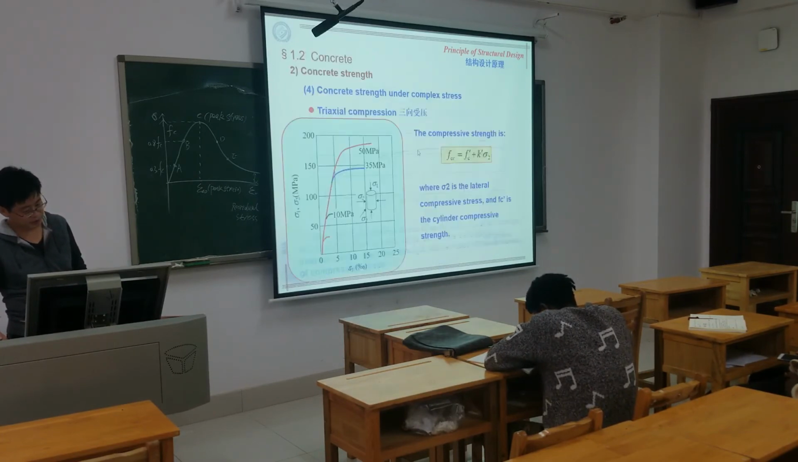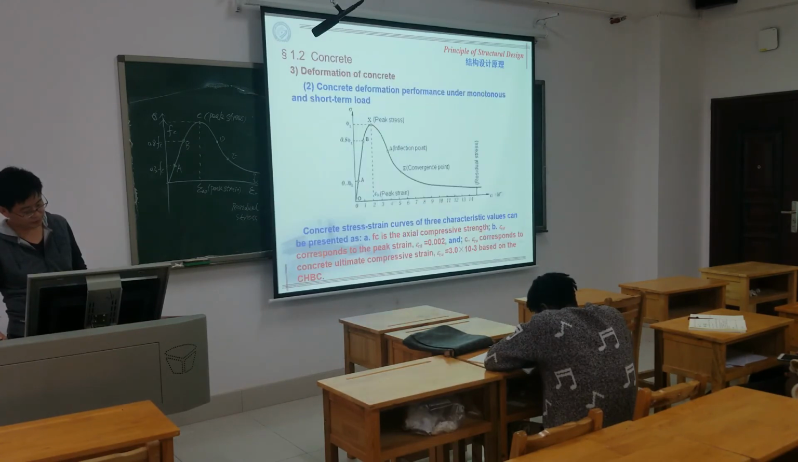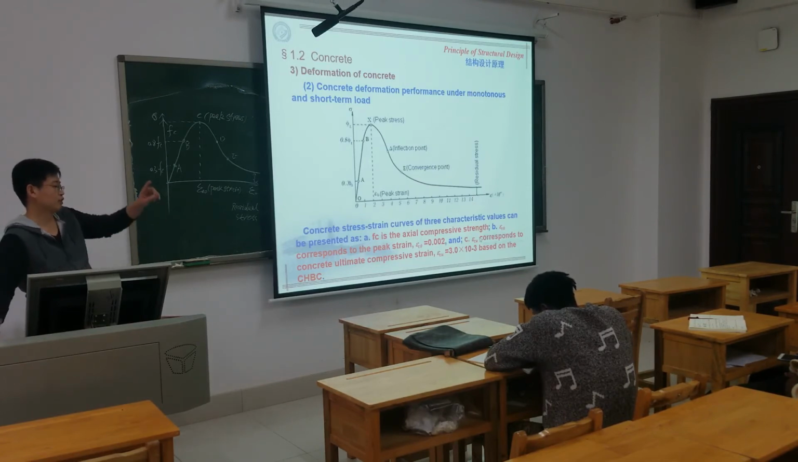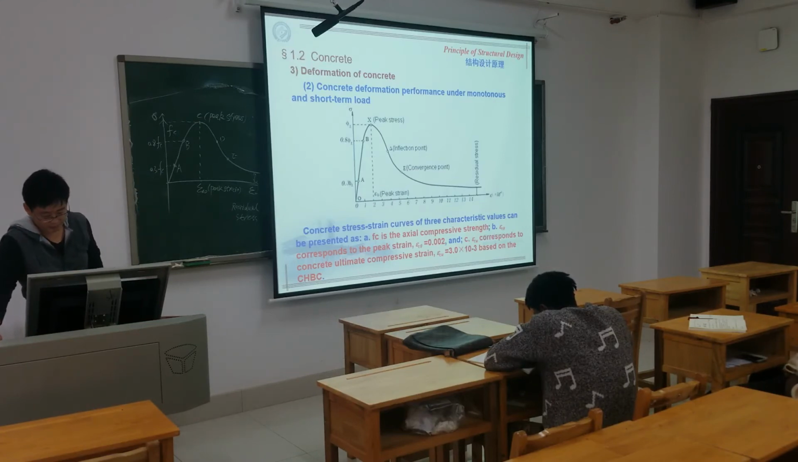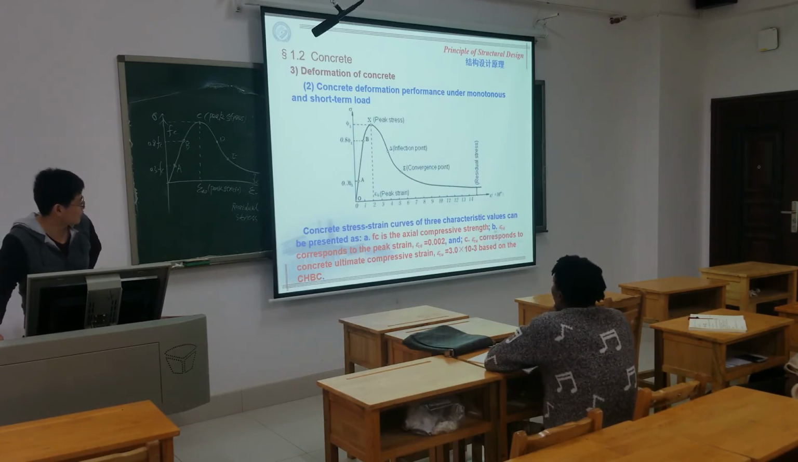So on this figure, FC here is actually the actual compressive strength. So it's different from C50, which means the cube strength, using a 15 cm cube. I remember this symbol is epsilon.